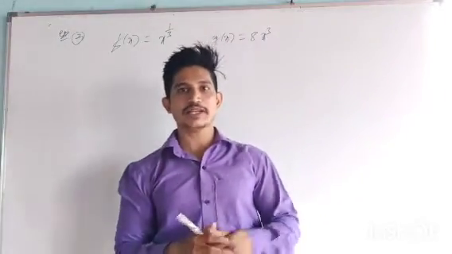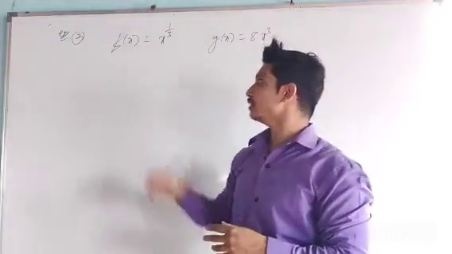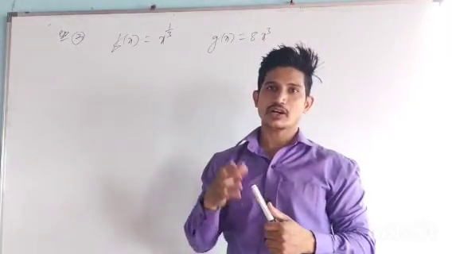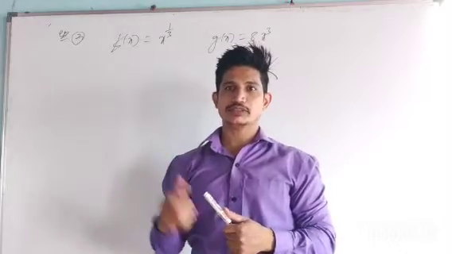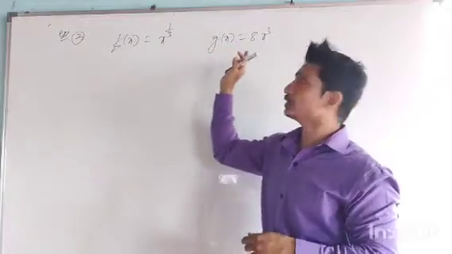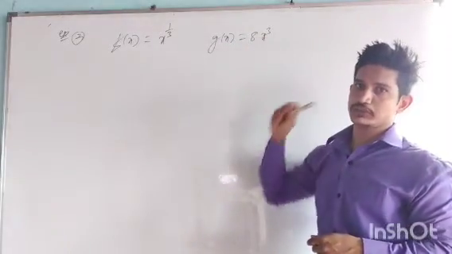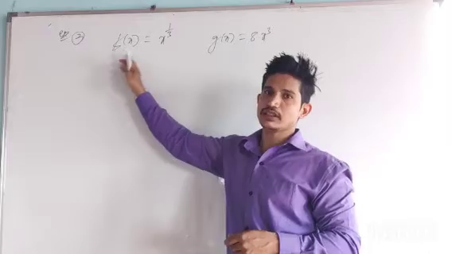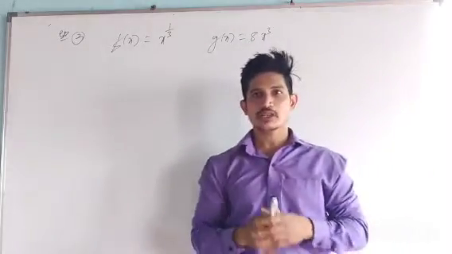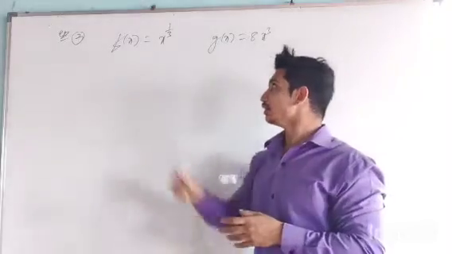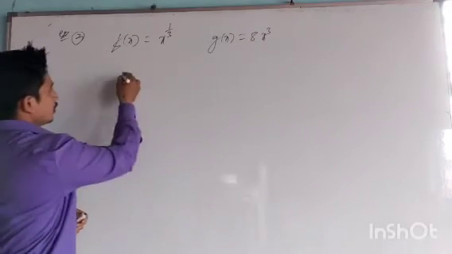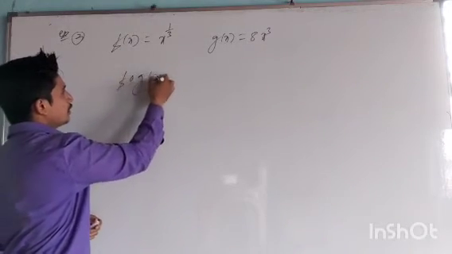Now let's see one more example of composition of a function. I already explained how to do composition of a function there. Let's see one more example. Suppose f of x is 1 by 3 x, and g of x is given here as 8x cube. Now what we are doing here is a composition. Now f composition g of x.